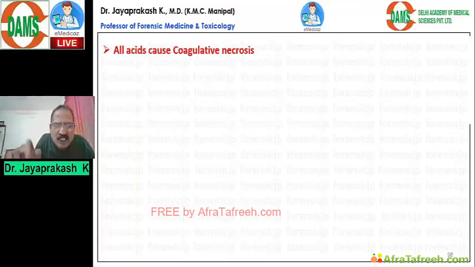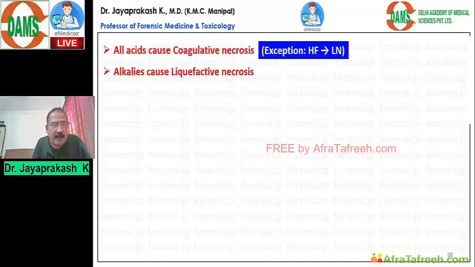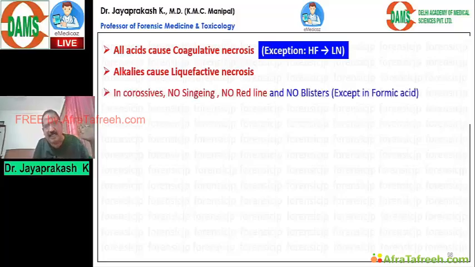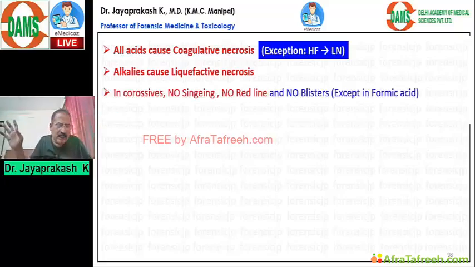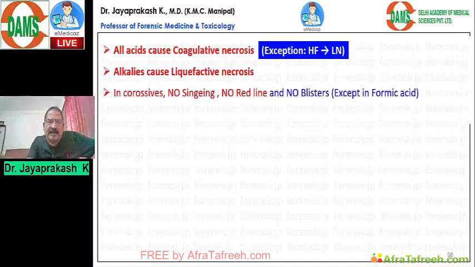All acids cause coagulative necrosis except hydrofluoric acid. That is very, very important. Whereas alkalis always cause liquefactive necrosis. This is very, very important. Frequently they ask about this. In corrosives, generally they say no singeing, no red line and no blisters. But I have seen a reference that in formic acid there may be blisters. Okay, remember that.